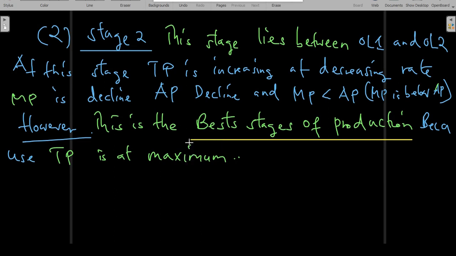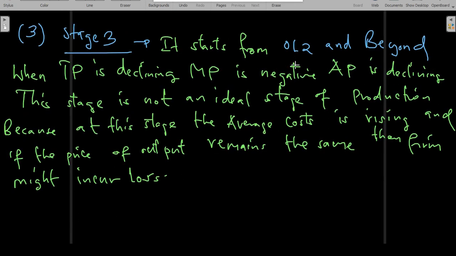Also, a quick review on stage 3 as we have discussed. Stage 3 starts from L2 going beyond that. As we have discussed earlier, at this stage, total product is declining. So marginal product is negative and average product is declining. And actually, as I told you, this stage is not an ideal stage of production because at this stage, the average cost is rising. And if the price of the output remains the same, then the firm might incur loss.